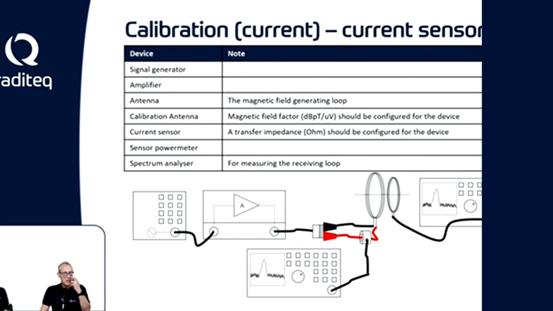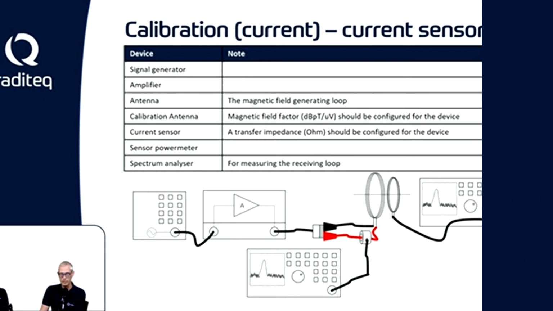And then the next step is to do the calibration. This is the calibration based on the current. For this setup, I made a drawing which shows all the components that should be used in this calibration setup. That's the signal generator, the amplifier, then we have the loop antenna itself, which is the left side antenna. Then we have a receiving calibration antenna on the right side, which is connected to the spectrum analyzer.